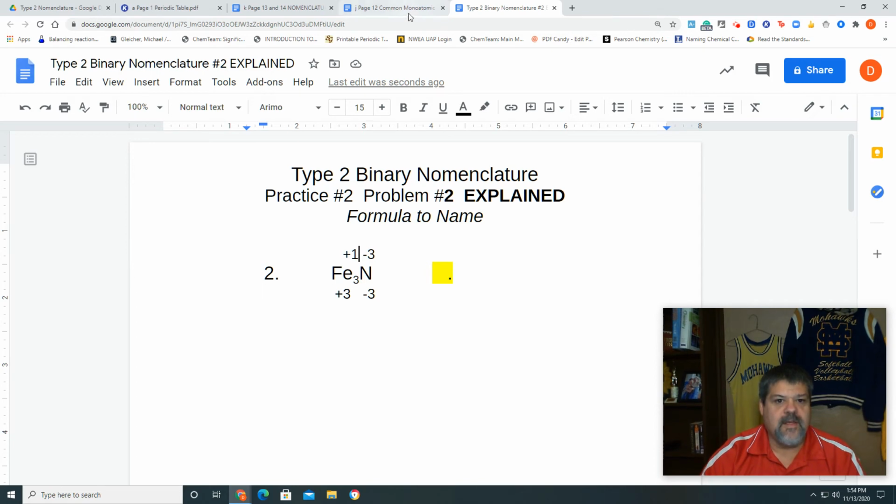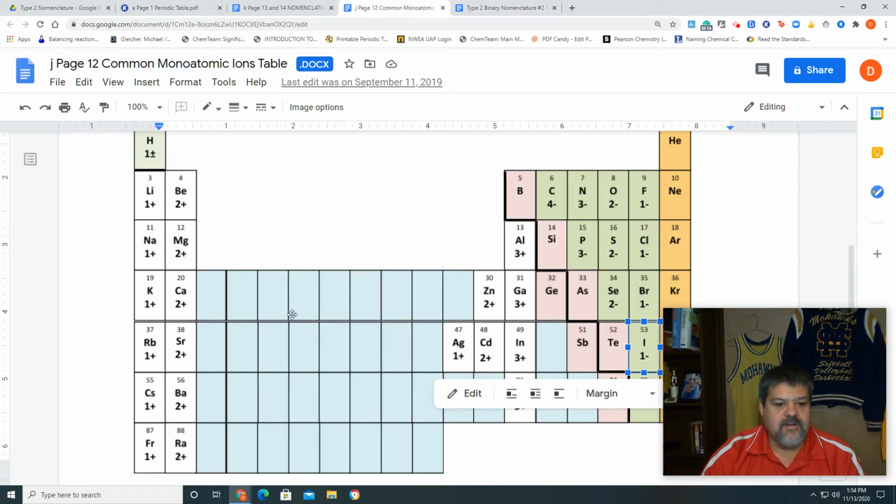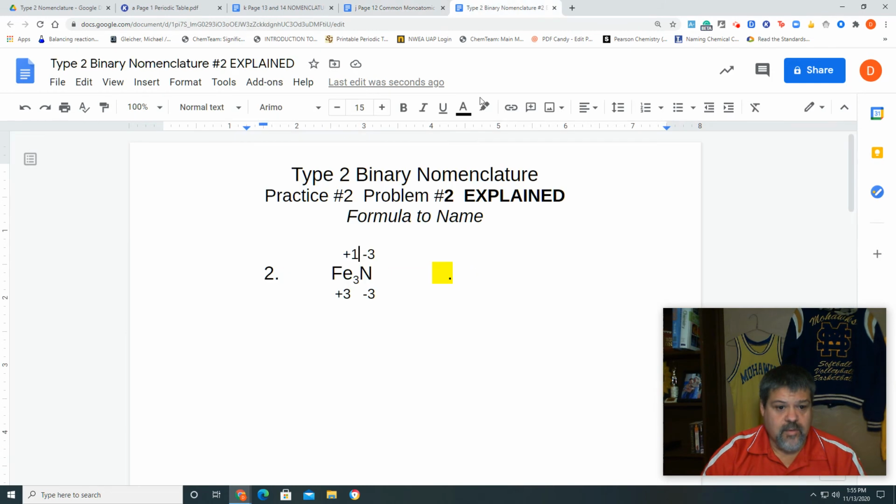So let's go back and look at this right here. Iron is in this area right here, which means that it is in the blue. That means it is type 2. So we'll go back to it, and we're going to name this iron 1 nitride.